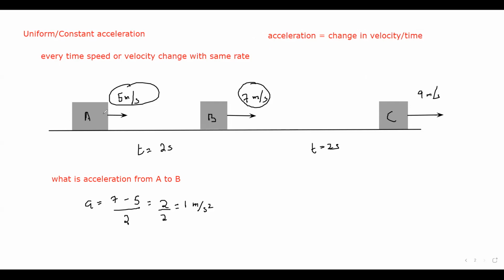So an object at position A was moving with 5 meter per second, and at position B it is moving with 7 meter per second. So what is the change in the velocity? It is 7 minus 5 divided by 2, equal to 1 meter per second square. But what is the acceleration from B to C? The change in the velocity from B to C?